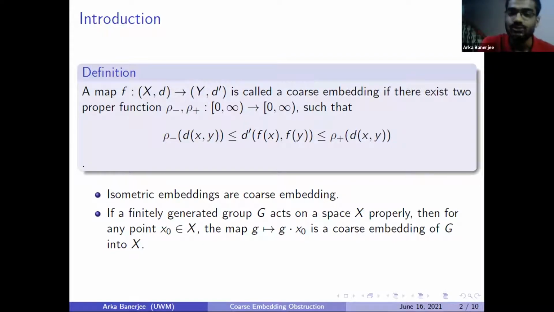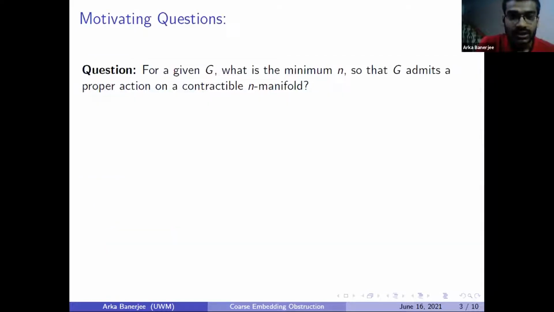For example, Z2 acts on R2, so that means Z2 coarsely embeds into R2. Okay. So the motivating question for my talk, which I'll not talk about throughout the talk, but that was the beginning of this project: if you have a group G, what is the minimum n so that G admits a proper action on a contractible n-manifold? So how large your manifold needs to be dimension-wise so that a group can act properly.